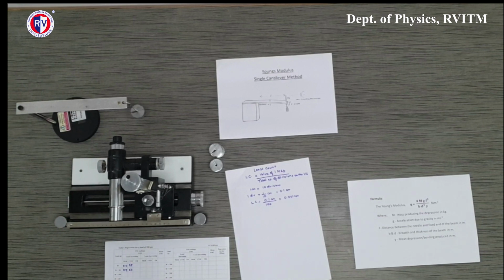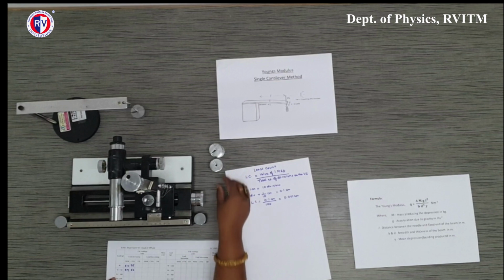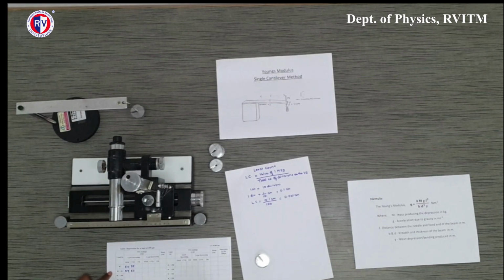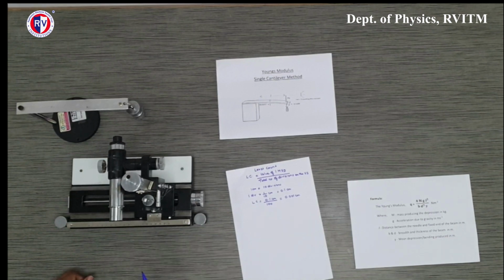So similarly, I will start taking the readings for each and every weight. First, as you can see in the table, I will take the reading for W, then I will add a weight of 50, so I will get the depression for W plus 50. Then I will add another 50 grams weight, I will get for W plus 100 and so on and so forth. I will carry on this experiment till I go to W plus 350. So now as you can see, we have taken all the readings till W plus 350.